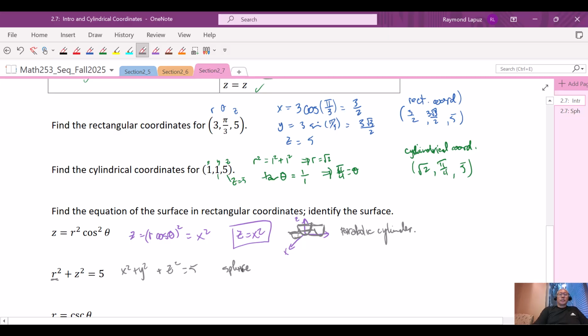Sphere, radius root 5, centered at the origin if we want to be technical.